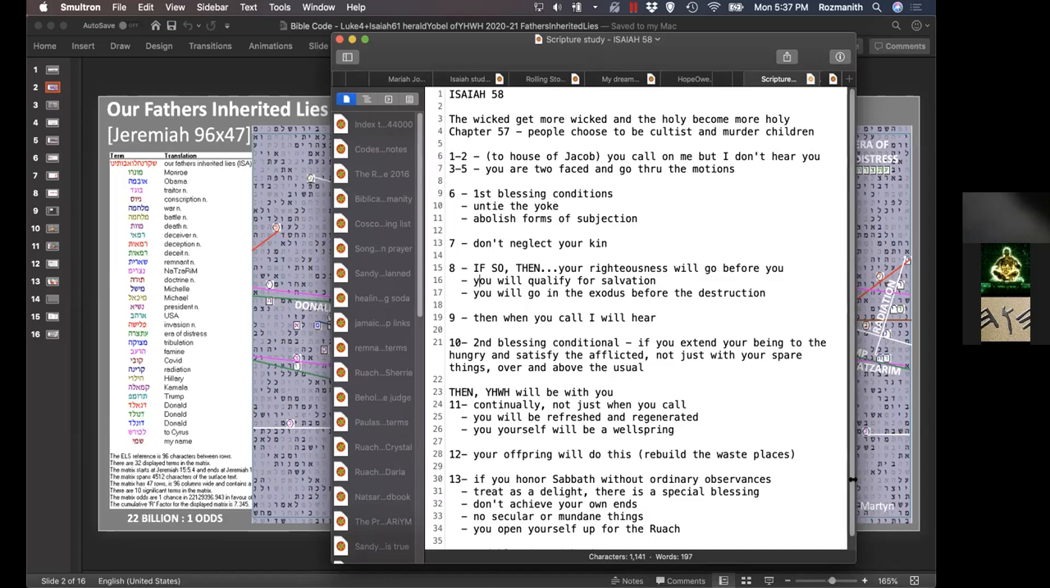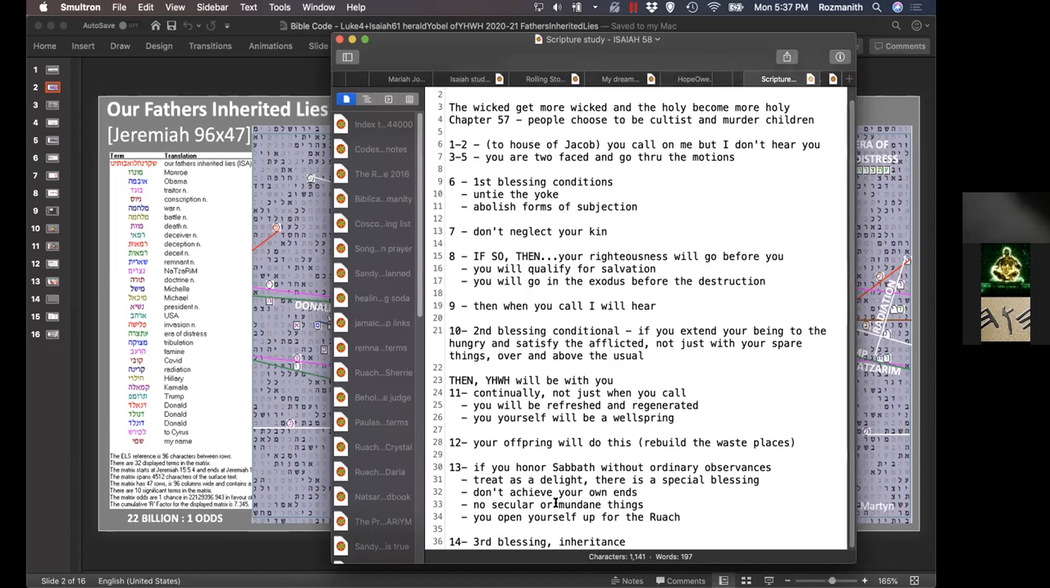I think the third conditional is, if you honor the Sabbath without ordinary observances, treat it as a delight, there is a special blessing. Don't achieve your own ends, no secular or mundane things. Open yourself up for the Ruach, then your offspring will rebuild the waste places and you will get the inheritance. They will get the inheritance of what you have done. So I just thought that was so profound, and it was like a mirror of what he was talking about in Psalm 50.